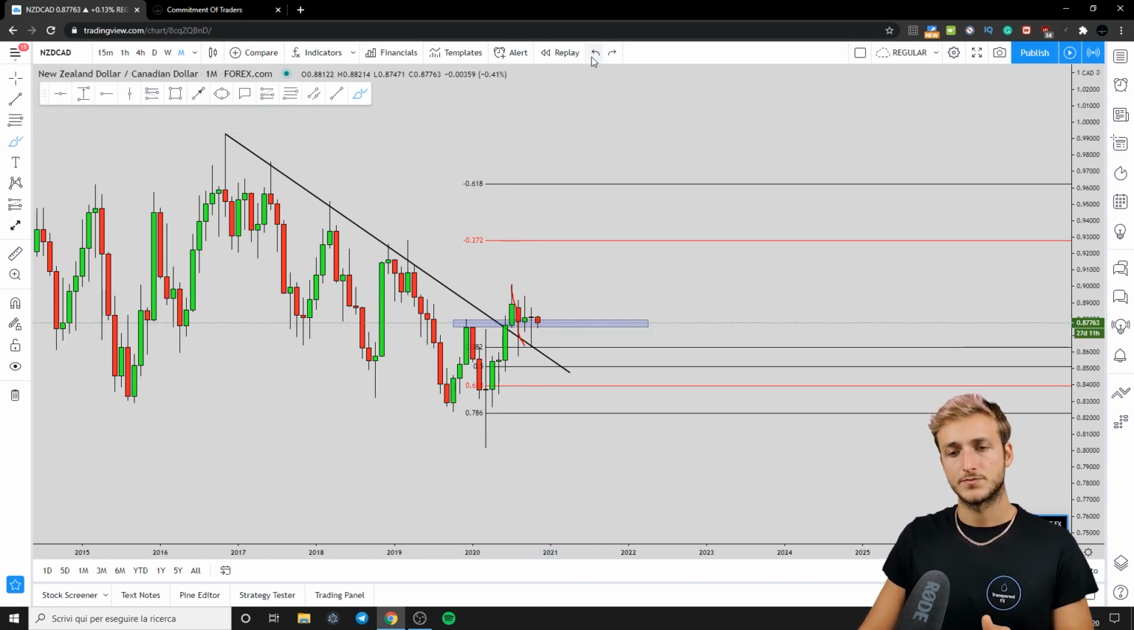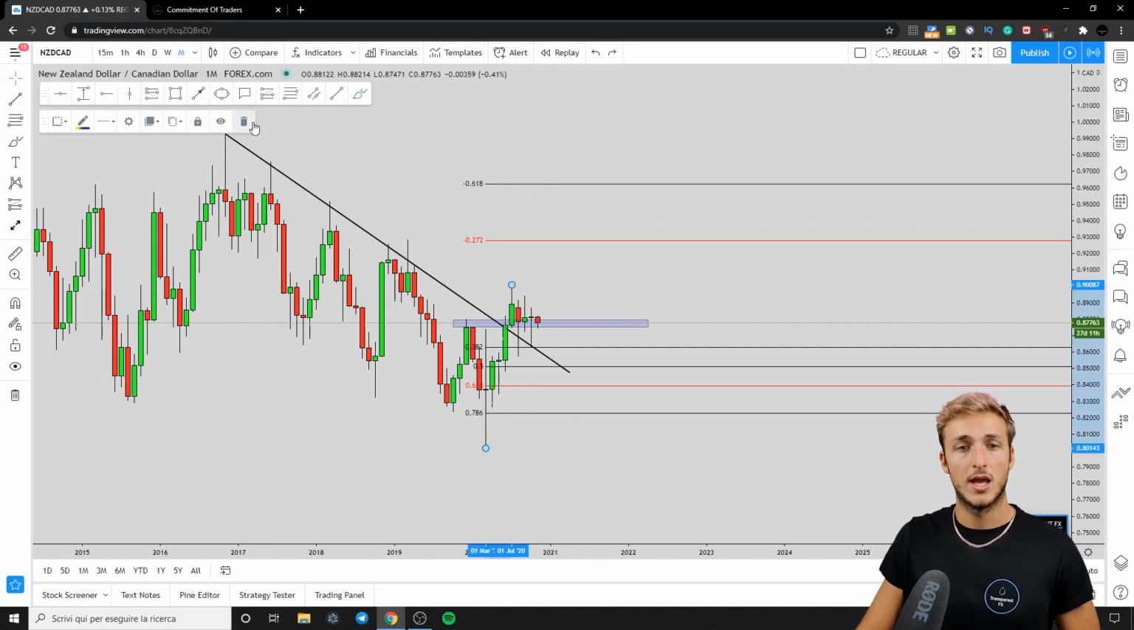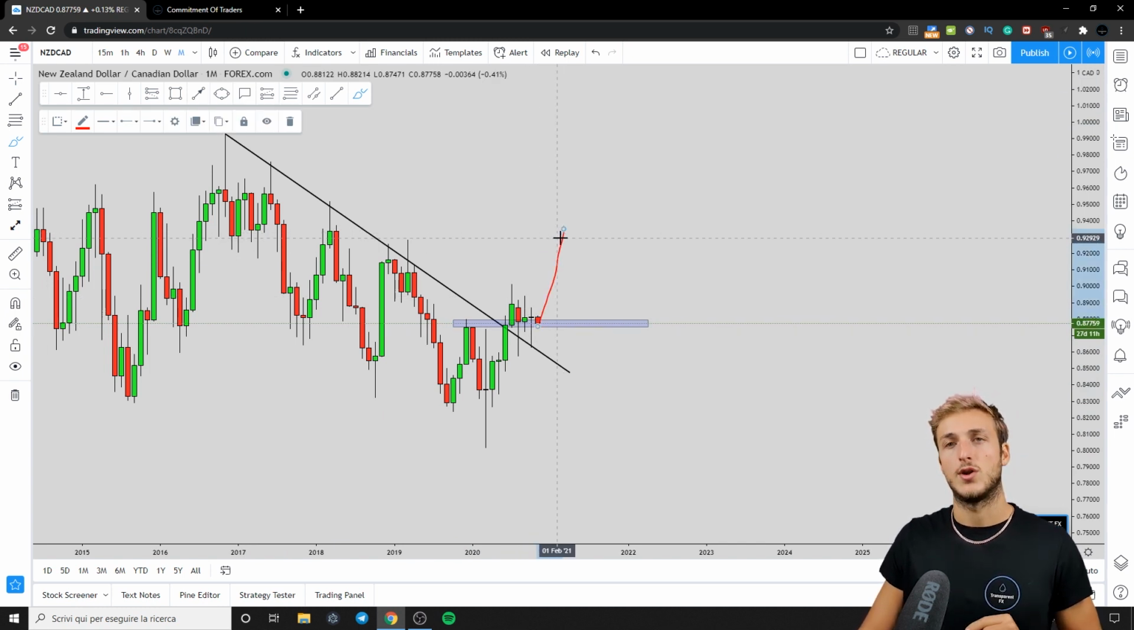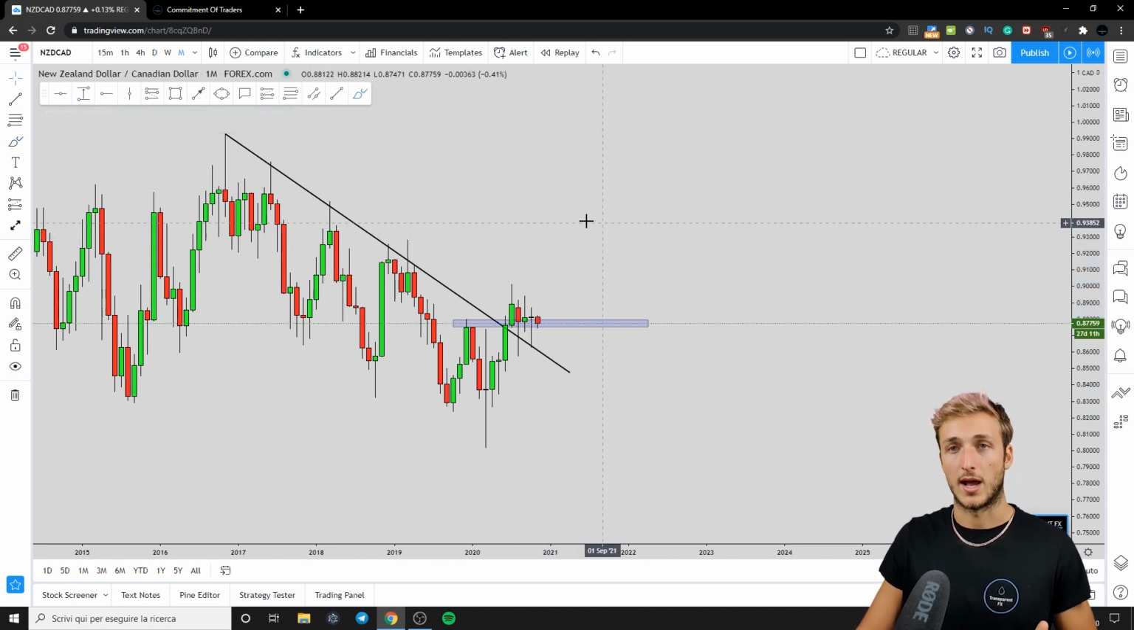So at the moment, from a monthly perspective, this pair is extremely bullish, and we would like to see the market create a higher and stronger rejection to the upside for the creation of a higher high. So we would like to see the market create this move to the upside.